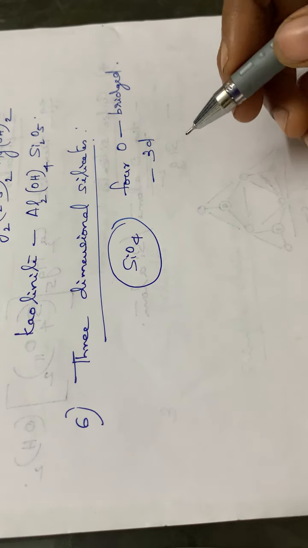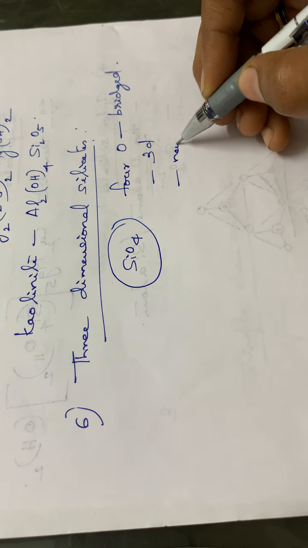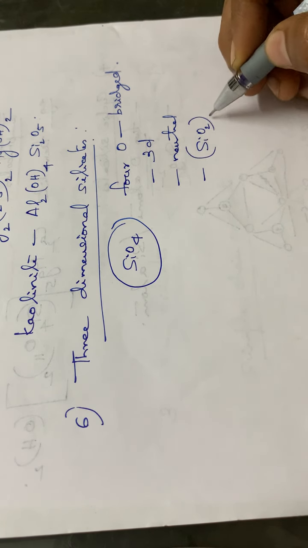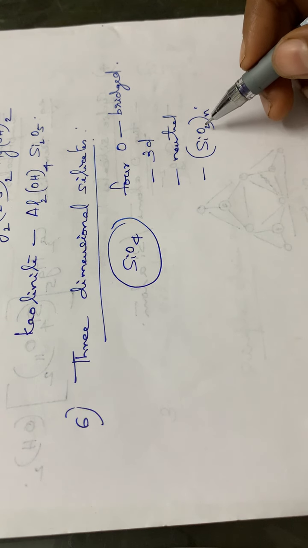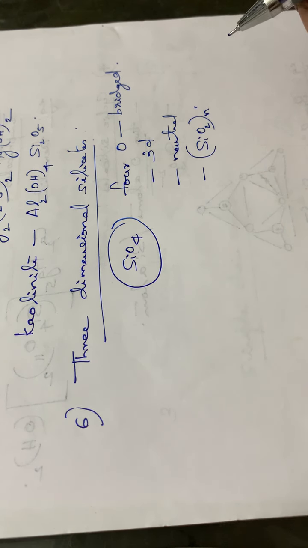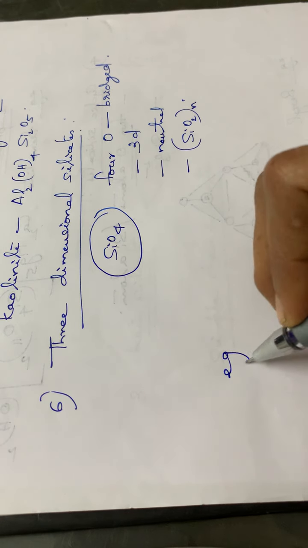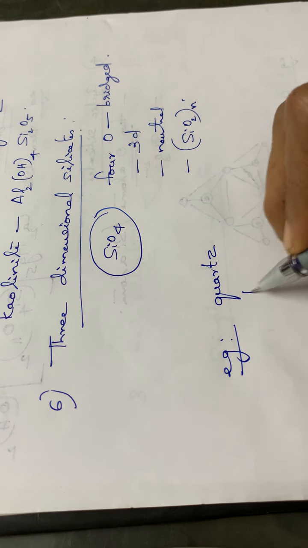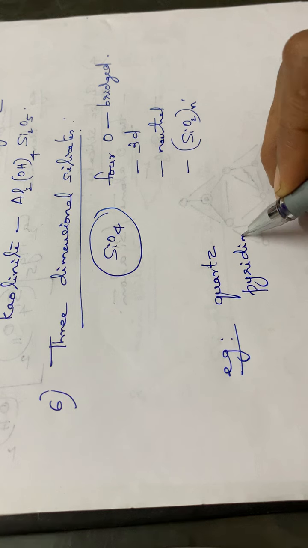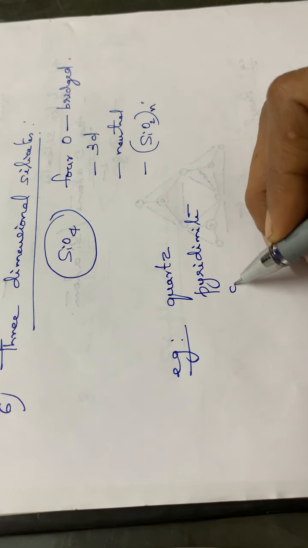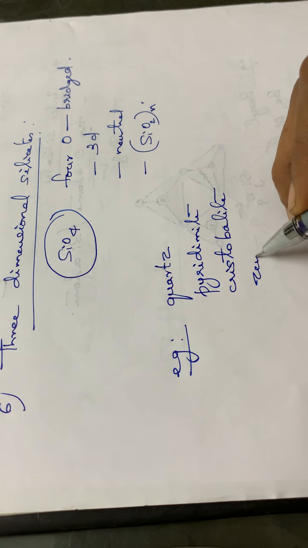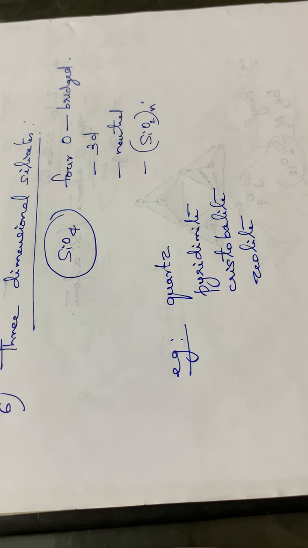So the silicate is a neutral silicate, and the basic unit will be SiO2 n times. So that is the case of 3-dimensional silicates, and examples for these 3-dimensional silicates are quartz, then pyridimite, then cristobalite, then zeolite. So these are some of the examples for three-dimensional silicates.